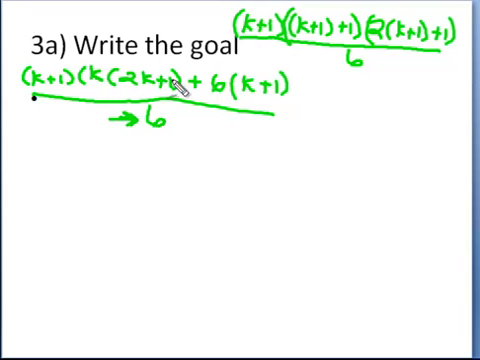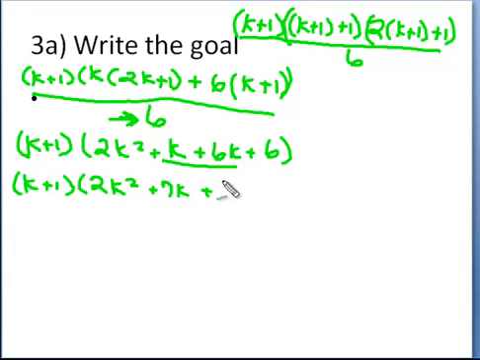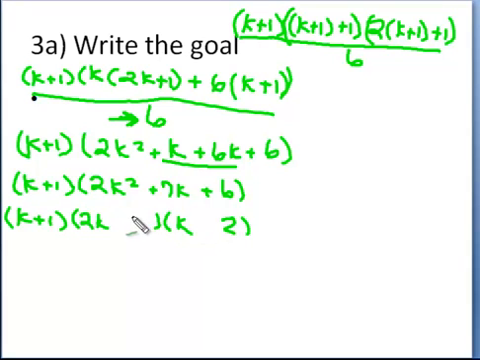So the next thing I'm going to do is multiply all of this out. I'm leaving our k plus 1 on the outside. And then I'll get 2k squared plus k plus 6k plus 6. Remember, that's all over 6. I'll combine my like terms here. 2k squared plus 7k plus 6. Now I'll factor this into two binomials. And I'll have my 2k and k. And I want 6 at the end and 7, so I will do 2 and 3. That will give me 4 plus 3 is 7.